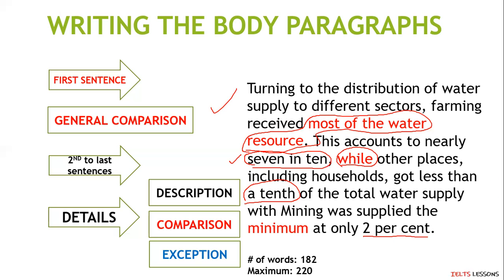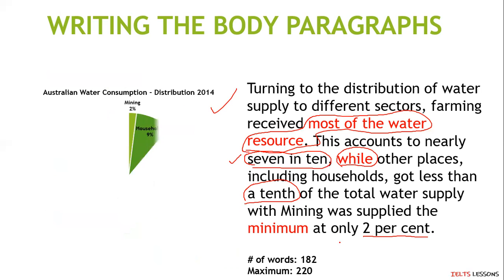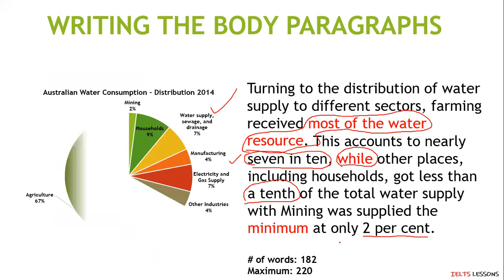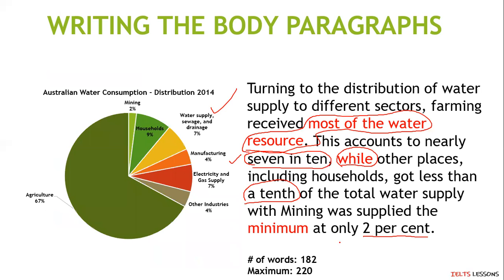Even the grammar. For example, here, while is used for comparison within sentences. Yes, very good. So we use all the vocabs you have learned, and select them more carefully to get a nice and smooth essay. So a tenth of the total water supply, with mining supplied the minimum at only 2%. That's perfect. So let's check the example body paragraph here and compare this to the pie chart.